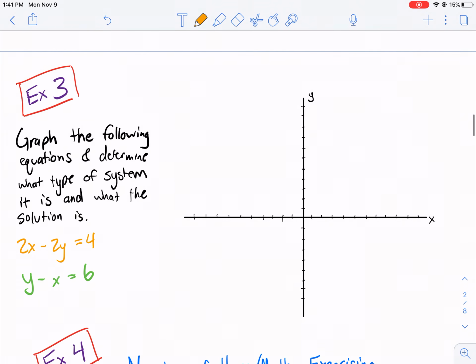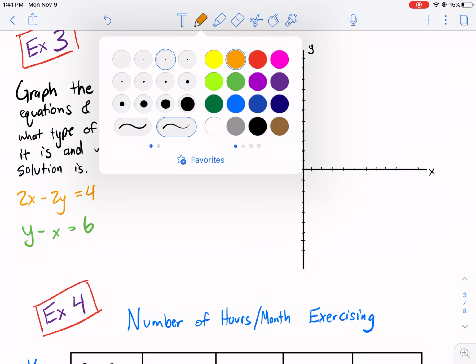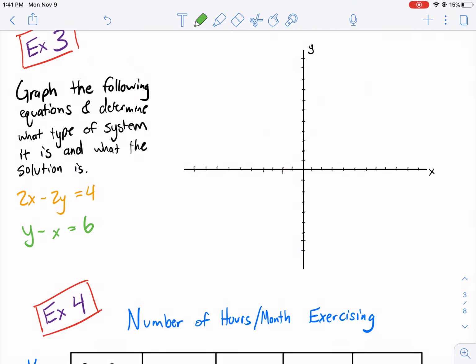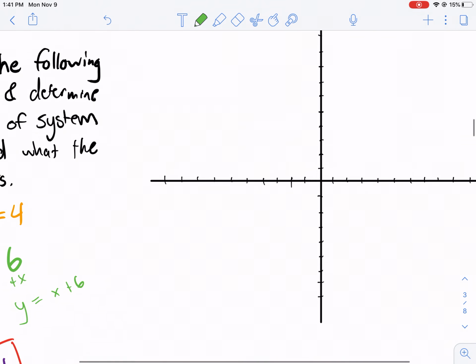Okay, let's go over another example. Graph the following equations to determine what type of system it is and what the solution is. Two things we need to figure out. I'm going to go ahead and just get it into slope-intercept form so I can be a little bit more accurate if it comes down to that. So I add x to both sides. I get y equals x plus 6. So my y-intercept is 6.